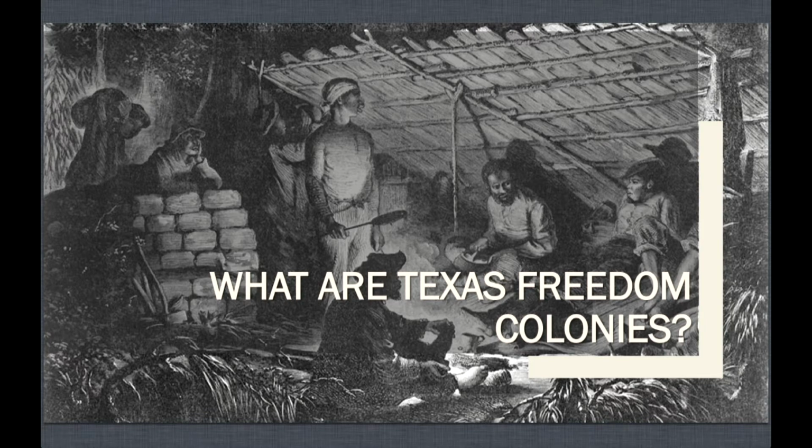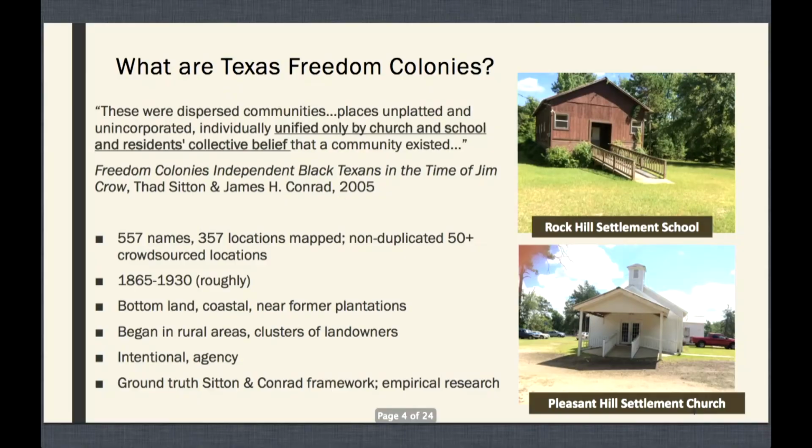This picture is emblematic of sort of the origins of Texas Freedom Colonies because it's depicting the beginning of a settlement on the edge of a plantation. And in the WPA slave narratives, there are some people who share these stories of African Americans, even while enslaved, creating free spaces on the edge of plantations. And so Texas Freedom Colonies are, according to Sitton and Conrad, dispersed communities, places unplatted, unincorporated, individually unified by only a church, school, and residents' collective belief that a community existed.